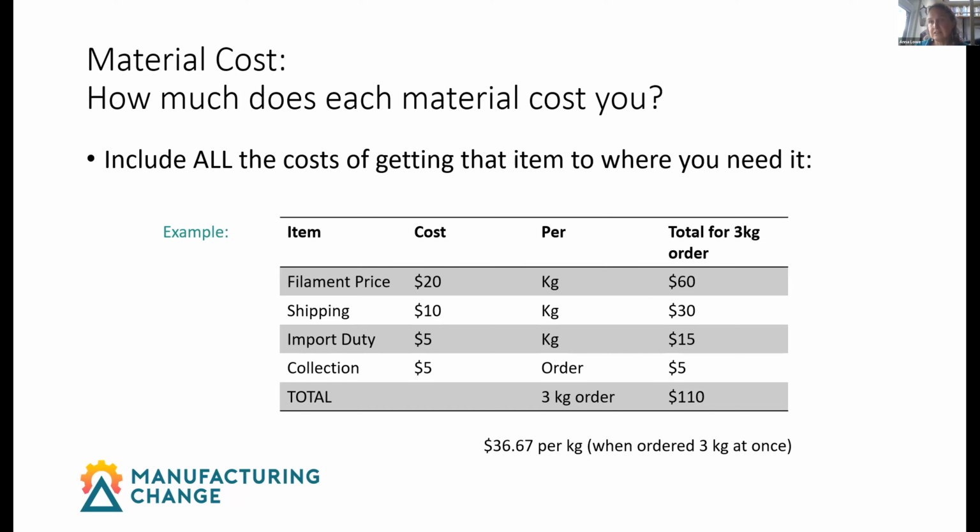You may need to go and collect it from the port or from a warehouse, and that might be a cost. Now, some of these can be charged per kilo. Some of them might be charged per order, like you go and collect the order once, no matter how many kilos you've ordered. So you can make a little table and include these different costs, working out how each one occurs. Is it per quantity of the item, or is it just once per order? And then work out the total for the order that you need to do for a particular job, and then divide that by the number of units.